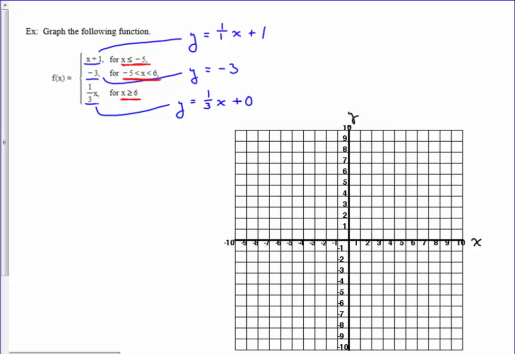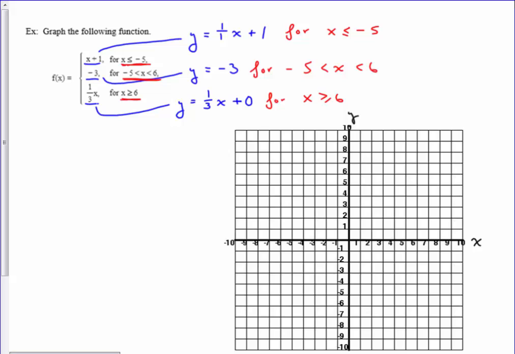In other words, the first graph is only good for x's less than or equal to -5. This graph is only good for x's between -5 and 6. And then the last one's only good for x's greater than or equal to 6. So our cutoff values are going to be -5 and 6. So we're going to work towards those cutoff values as we graph each piece, and then we will erase the parts that we don't need for each graph. Also, we need to be careful that we use either closed endpoints or open endpoints depending on which piece we're working on.